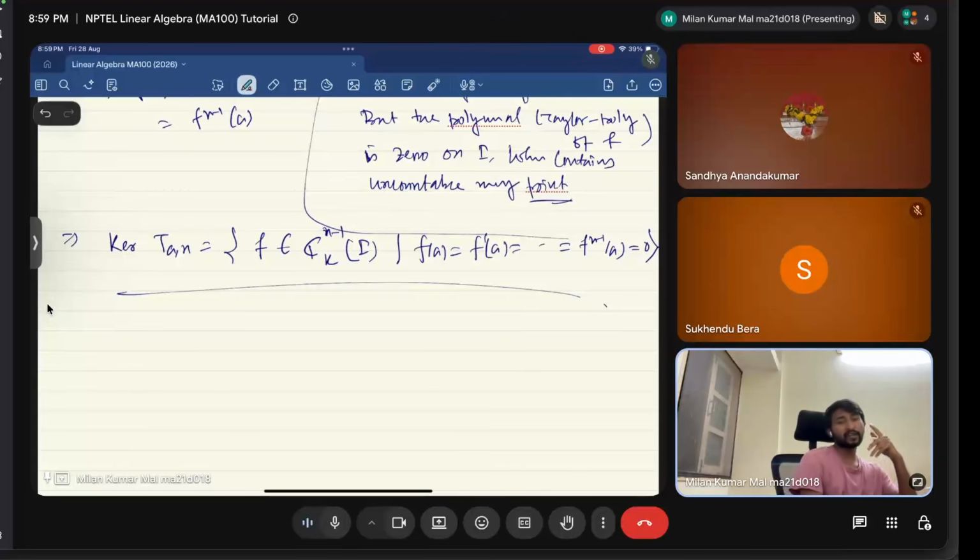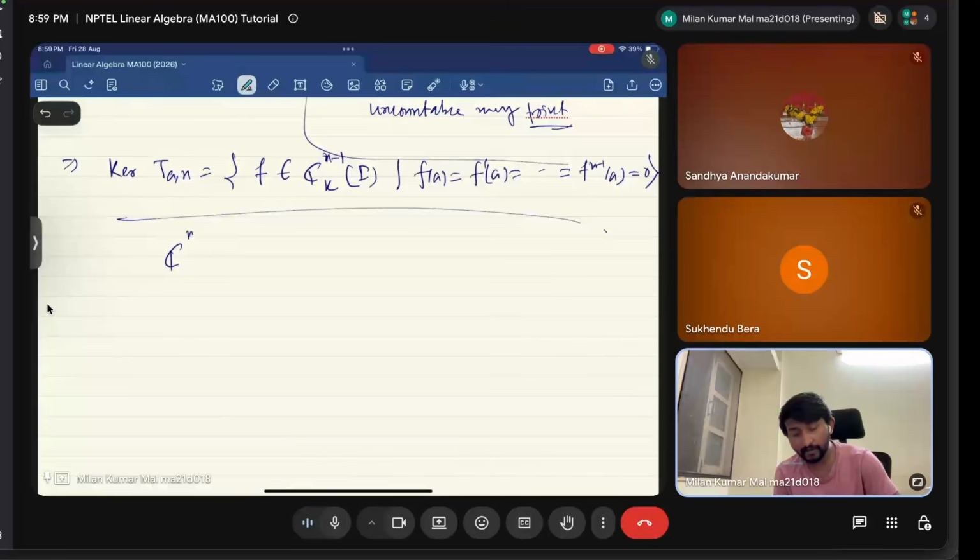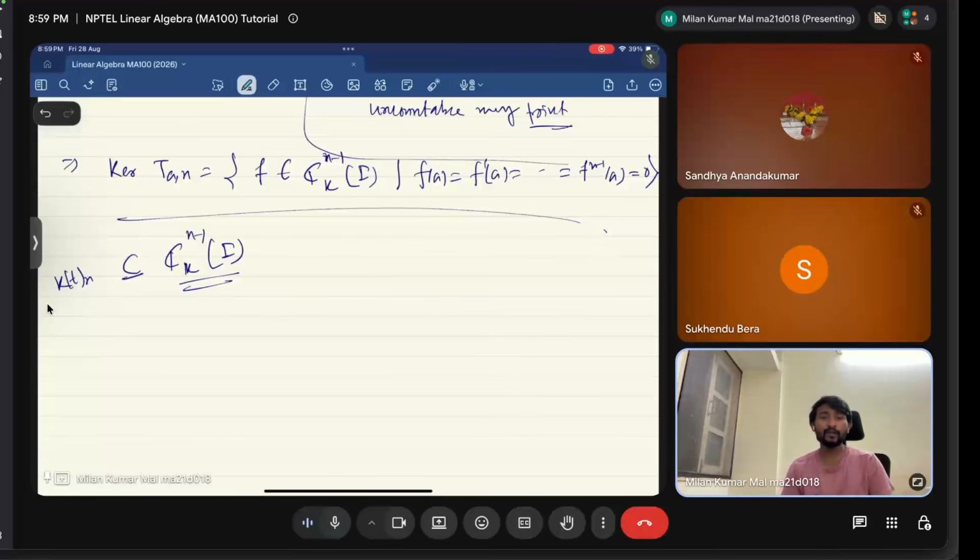And that's very obvious. Why is this obvious? Because whenever we are taking all these (n minus 1)th differentiable k-valued functions defined on the interval I, that automatically contains the polynomial as a function over the interval I. Whenever I consider a polynomial, that's in general not considered as a function, but if we consider it as a function over the interval I, then this set is actually contained there.